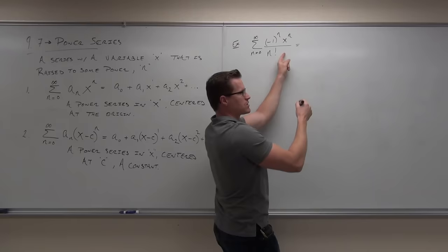So, first thing, what type of series is that? Power series. That's right, it's a power series. So, okay, if it's a power series, we need to find out where this series is going to be convergent. In the first example, it was only at zero. In the second example, it was anywhere.